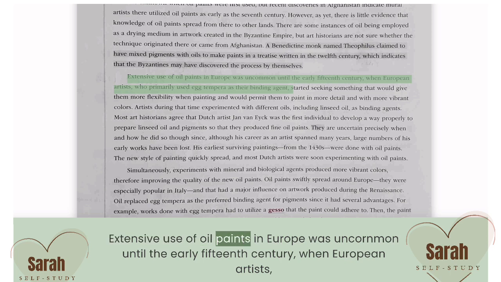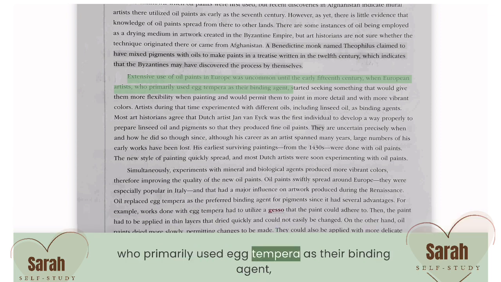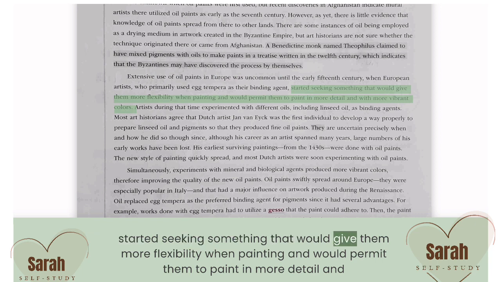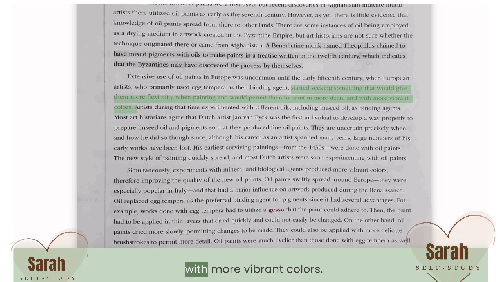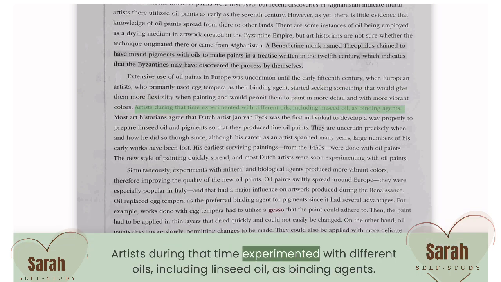Extensive use of oil paints in Europe was uncommon until the early 15th century, when European artists, who primarily used egg tempera as their binding agent, started seeking something that would give them more flexibility when painting and would permit them to paint in more detail, and with more vibrant colors. Artists during that time experimented with different oils, including linseed oil, as binding agents.